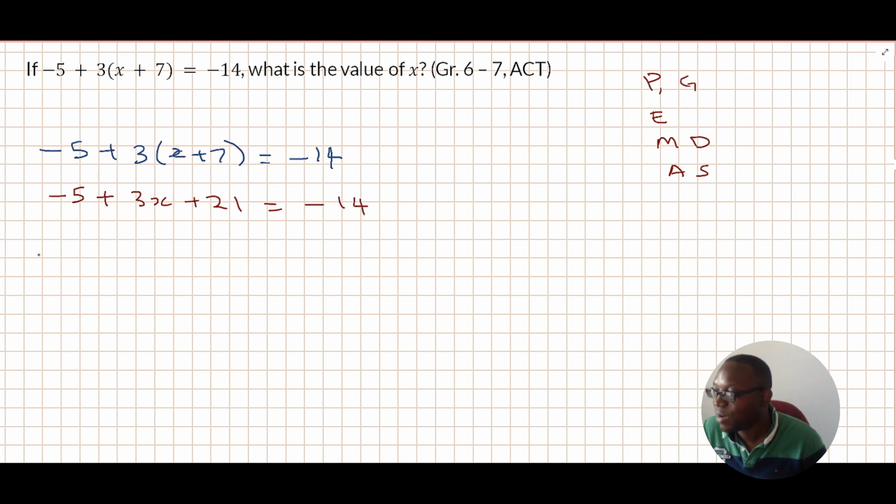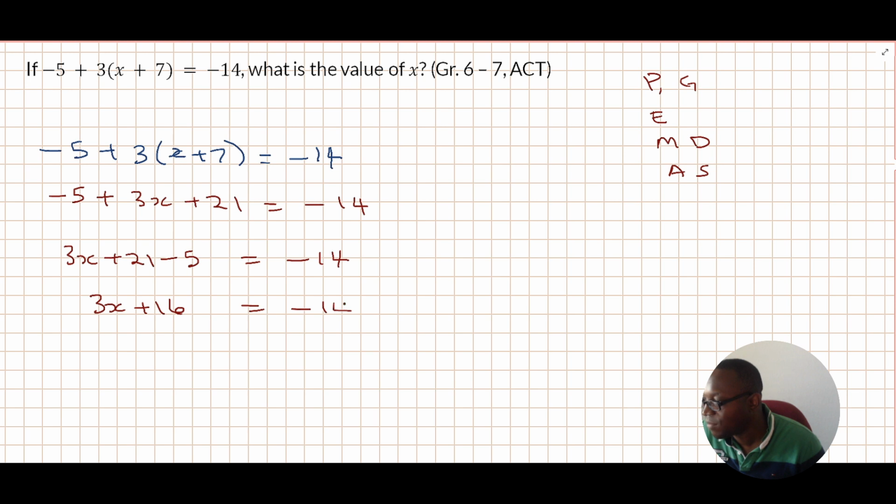So now let's go ahead and simplify what's on the left hand side. So we have 3x plus 21 minus 5 is equal to negative 14. So 21 minus 5, because we have to group common terms together. So 21 minus 5 is 16. So 3x plus 16 is equal to negative 14.